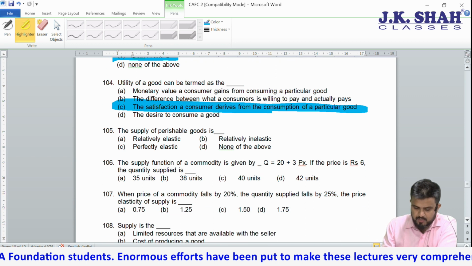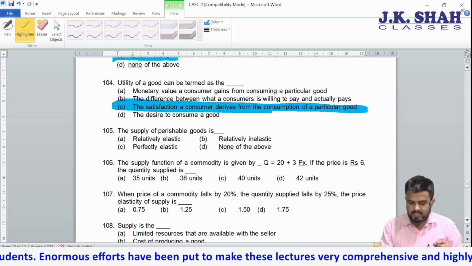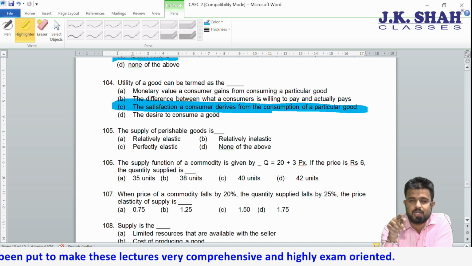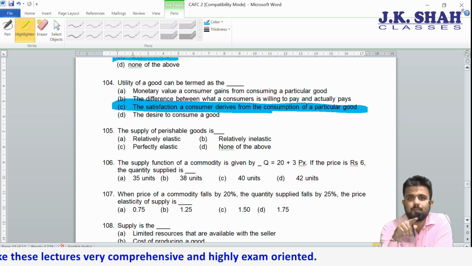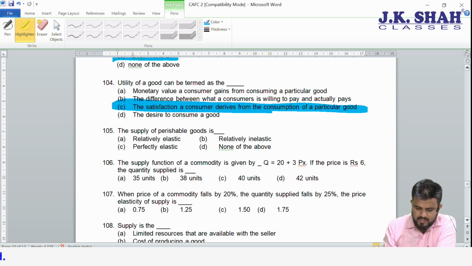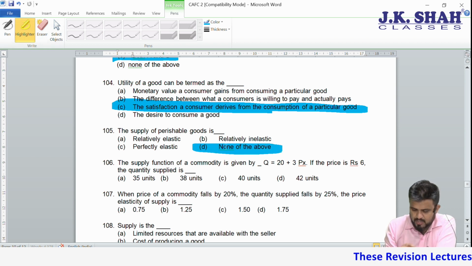Moving to the next, supply of perishable goods is dash. The correct answer is perfectly inelastic, and I had told you in the previous video, land, rare articles, and perishable goods have perfectly inelastic supply, and it is not in the list. So we will say it is none of the above.